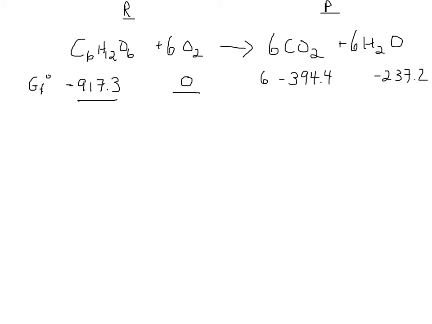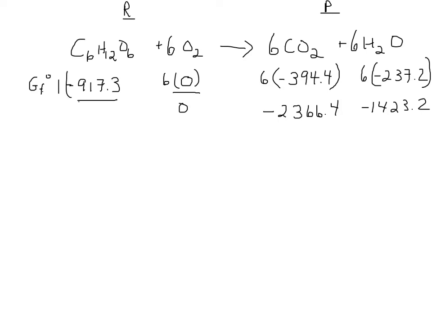But if you multiply negative 394.4 by 6, then you are going to end up with negative 2,366.4. And if you multiply the water value by 6, you are going to get negative 1,423.2. Okay, so we'll put these in just for the sake of being thorough. This is a 1. Okay, we still have negative 917.3. Okay, now let's organize that a little bit differently.